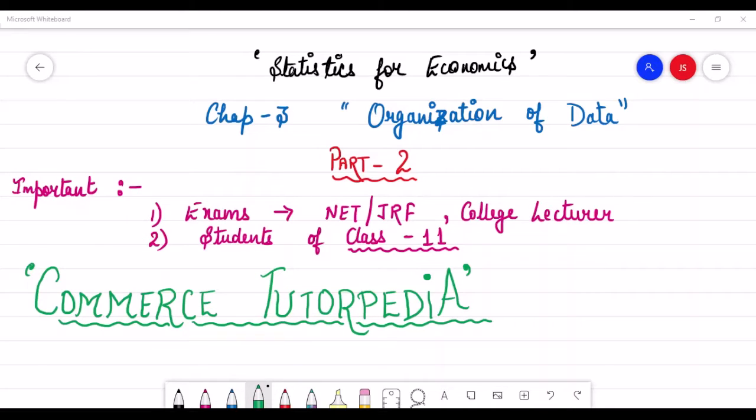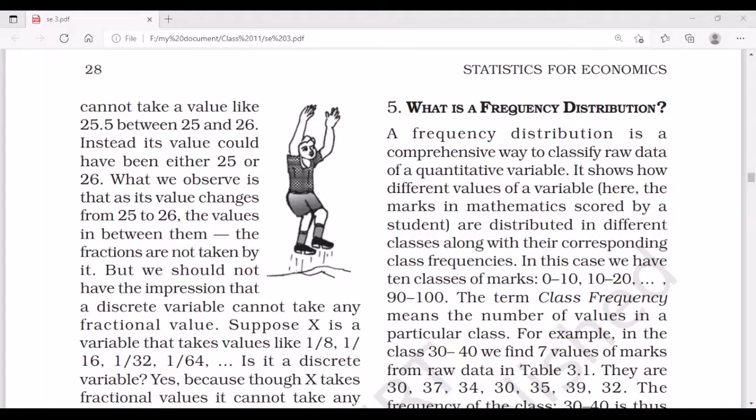In this video, we are going to cover part 2 of chapter 3, that is organization of data. I would like to inform you that this video is helpful for exams like NET JRF, college lecturer, and also for students who are in class 11th. So in this video, the topic that we are going to cover is what is frequency distribution. So without wasting any time, let's start.